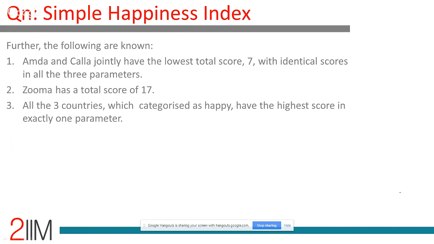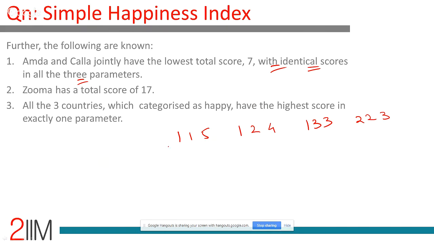Amda and Kala jointly have the lowest total score of 7 with identical scores in all three parameters. I love this last phrase. That's going to simplify life for us. I'm going to jump in and use that. Total score is 7. You can get a 115 in some order, not choosing the order, or 124 or 133 or 223 in some order. 115 could be 151, 511. So 115, 124, 133, 223 are the possibilities.